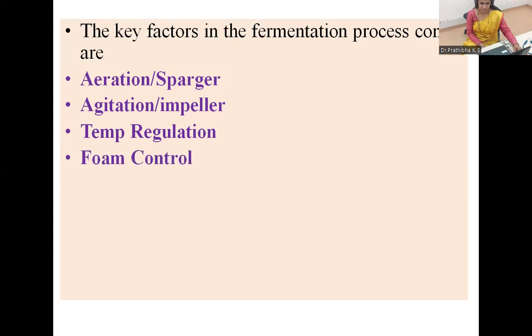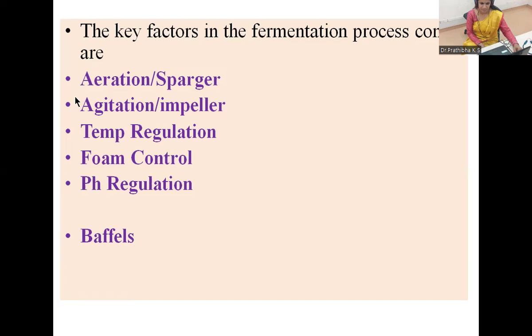And then foam control is also very important, as in most aerobic fermenters we are using liquid media. During agitation or aeration, foam will be formed. Definitely, the foam must be controlled by using anti-foaming agents. Then pH regulation, this is also important. So all these parameters matter a lot during the fermentation process. What are those? Aeration, agitation, temperature regulation, foam control by using the anti-foaming agent, then pH regulation.